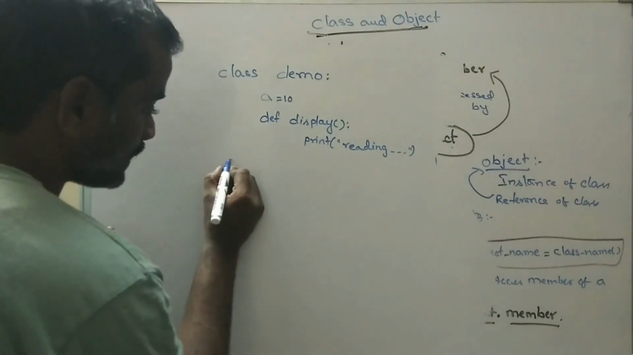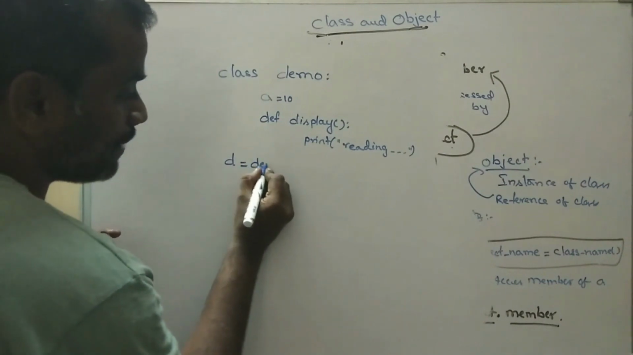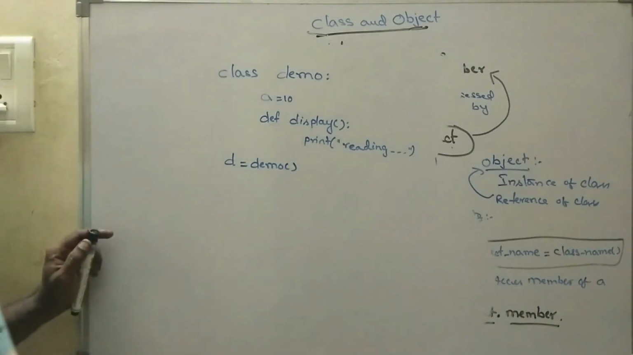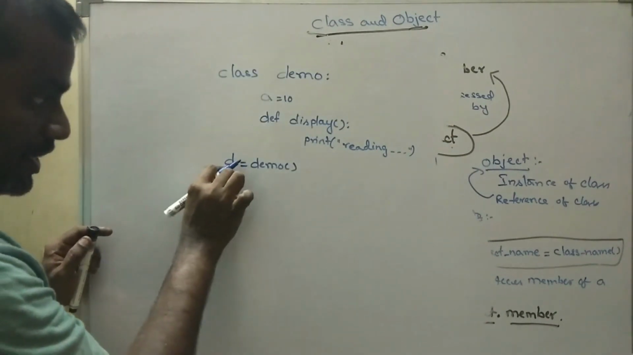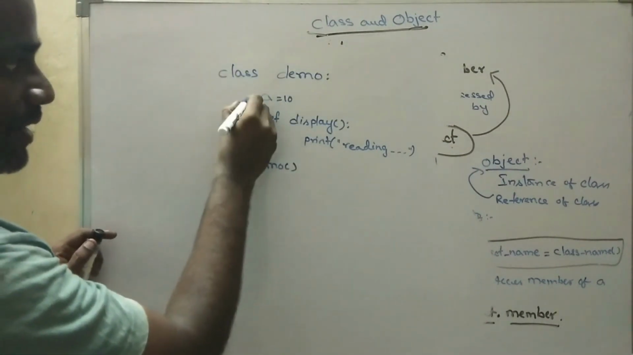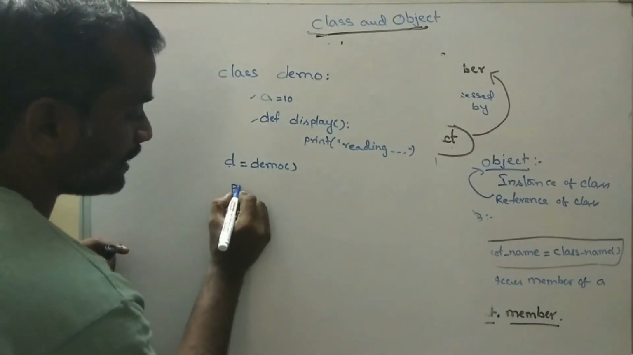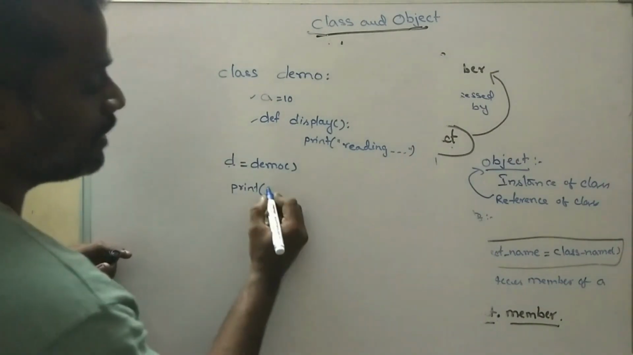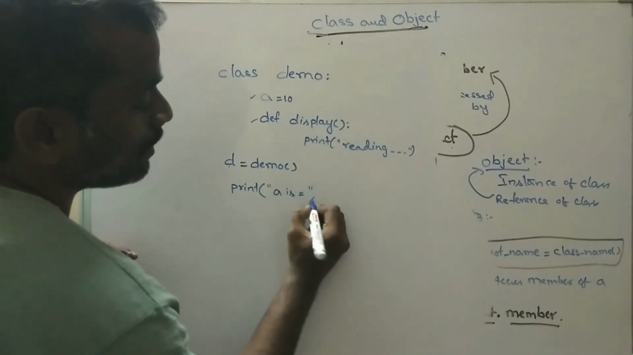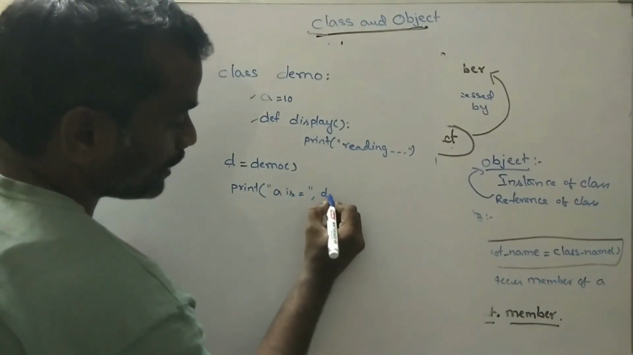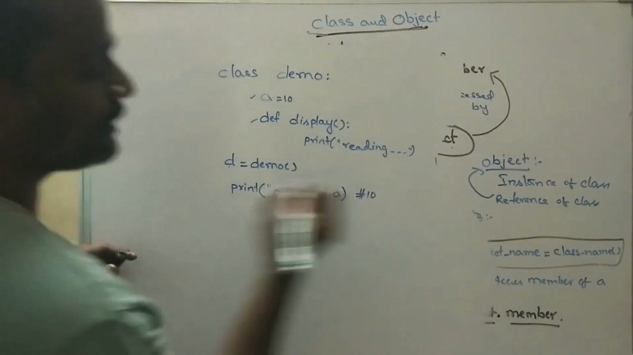Now for this class I can create one object, d equal to, what is the class name? The class name is Demo, right? Now d is the object for this particular class. By using this d I can access the member variable and the member function. Clear how I can access? Suppose I print the value of a: object name dot the member variable. Now it will show the output as 10, right?